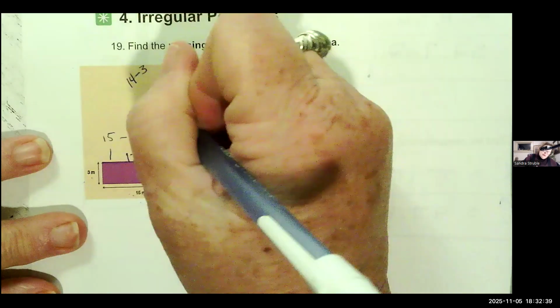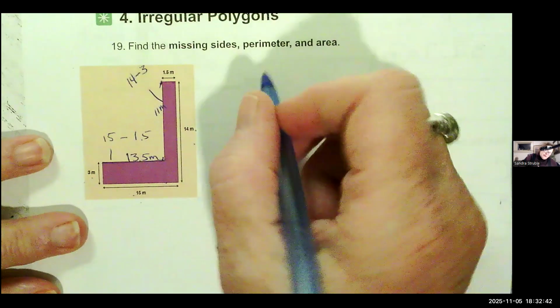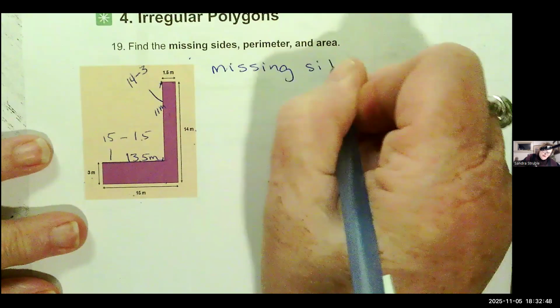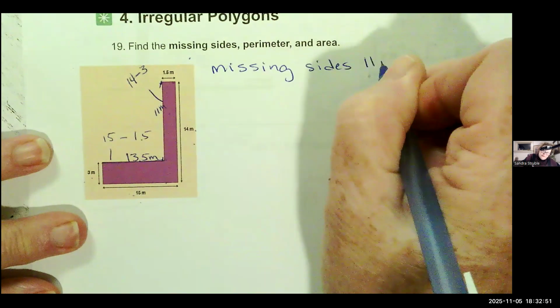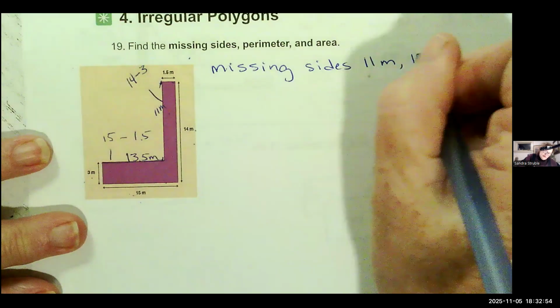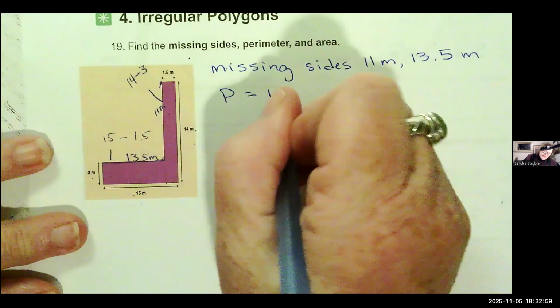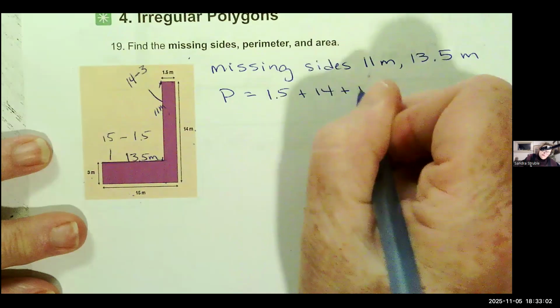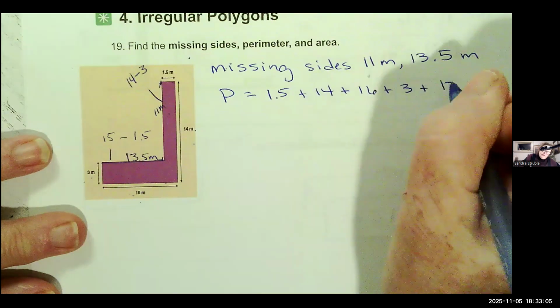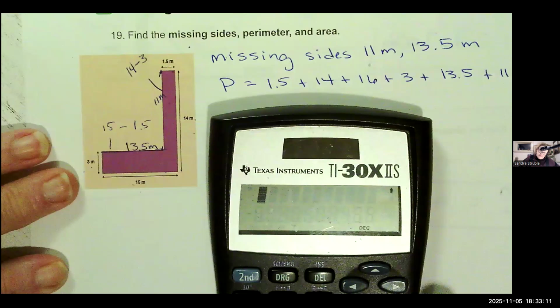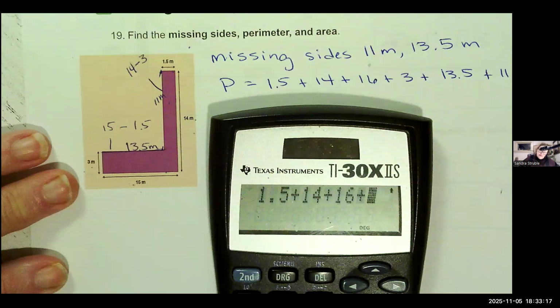Now we can find the perimeter. We found the missing sides, 11 meters and 13.5 meters. The perimeter is add up all the sides, 1.5 plus 14 plus 15 plus 3 plus 13.5 plus 11 is 59. So the perimeter is 59 meters.